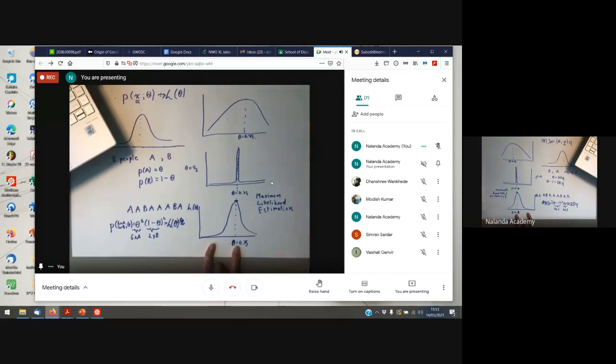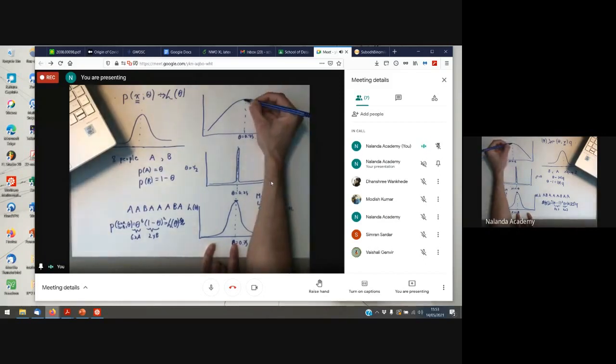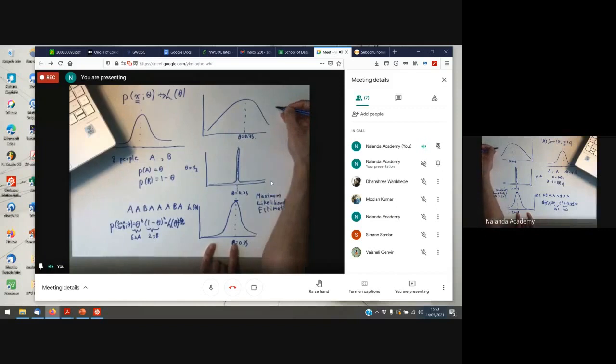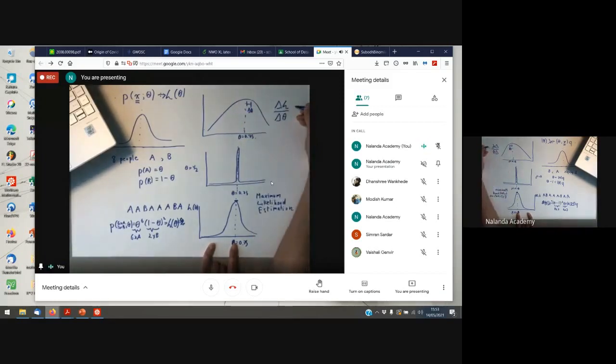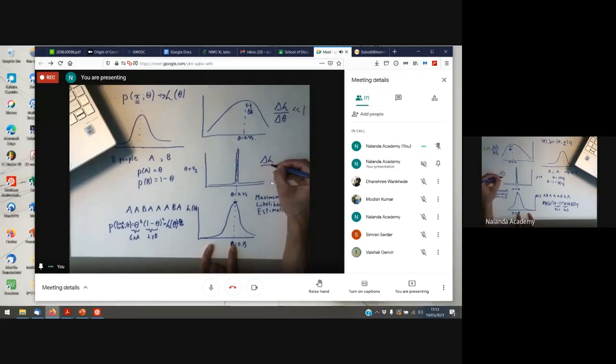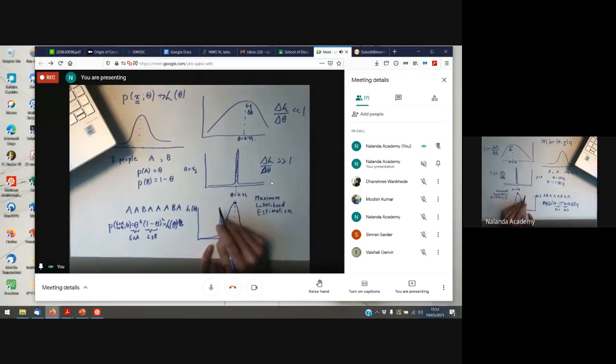So regarding the Cramer-Rao bound, if we look at the change in the likelihood function divided by a small change delta theta, in this case this quantity is very, very small, much, much less than 1. But in this case, the change in the likelihood divided by the change in theta is much, much bigger than 1. It's huge. It drops all of a sudden if you just go a little bit away.